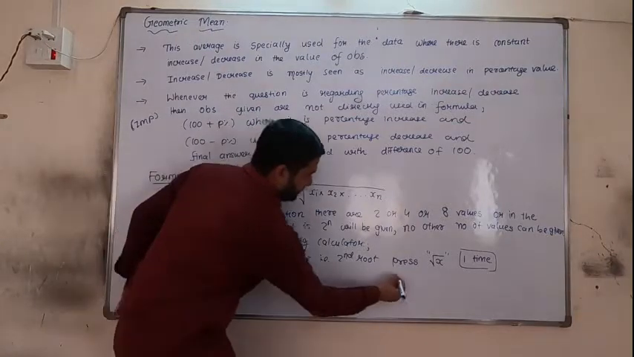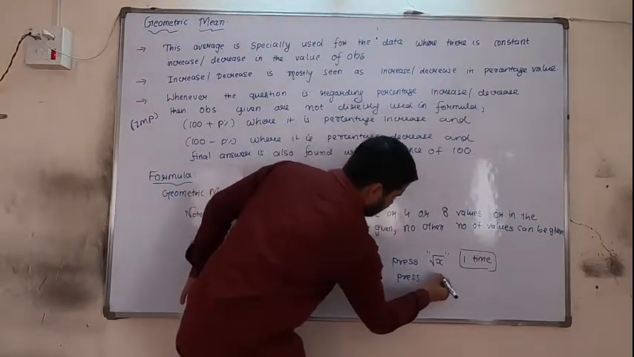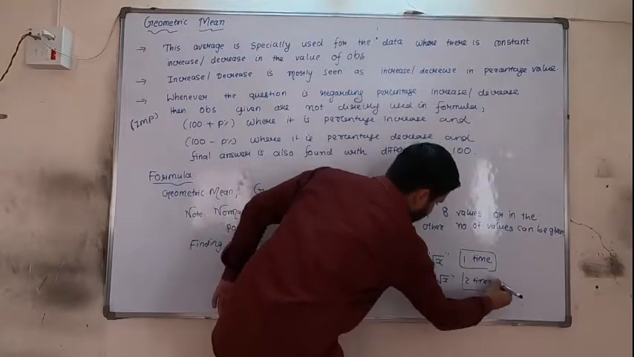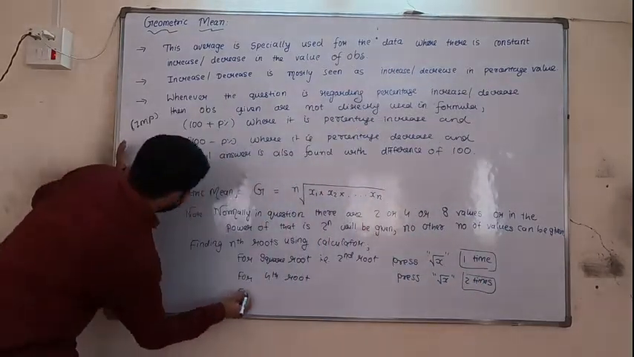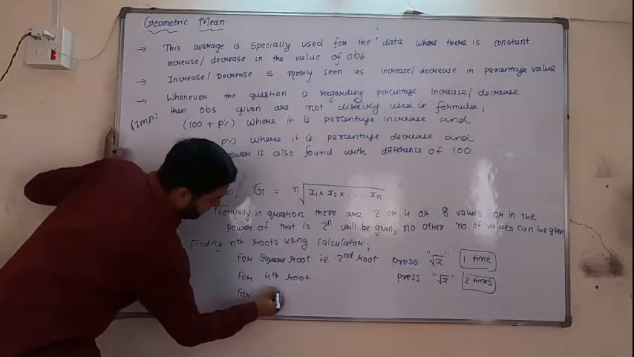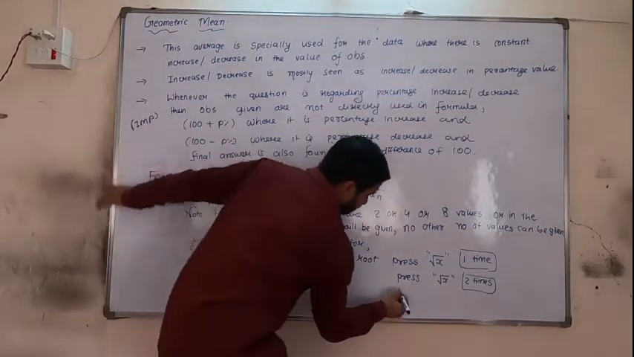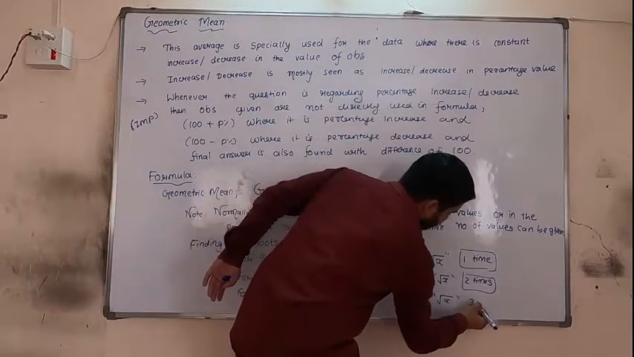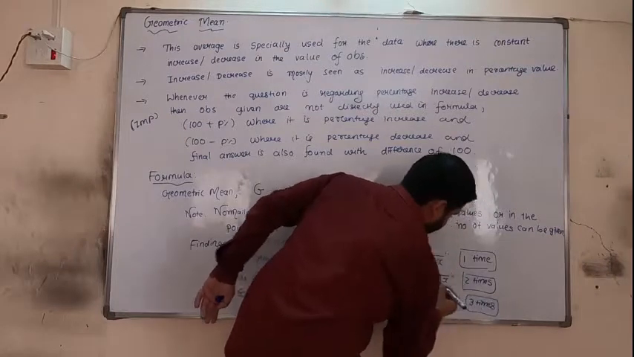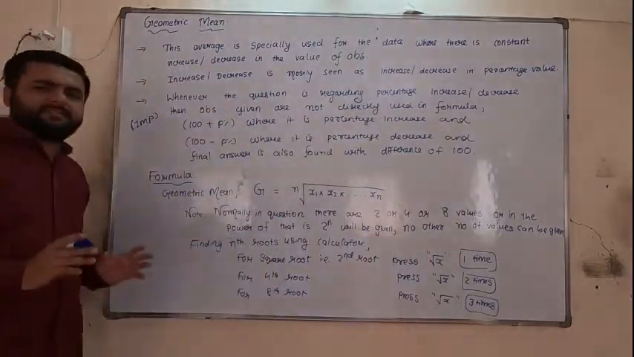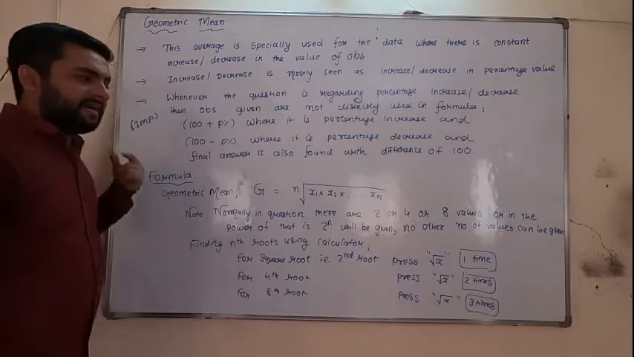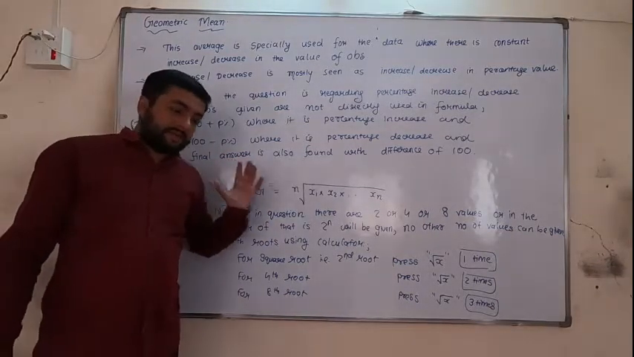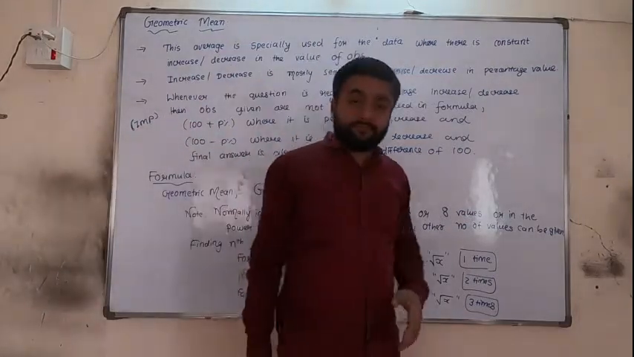For fourth root, press two times. And for eighth root, press square root of x three times. Means I am giving the exact things which are to be used in our sums. I am giving exact things. Now it is up to you how you will follow.